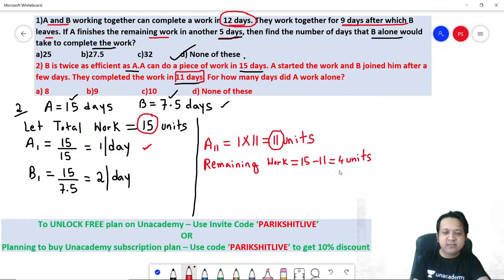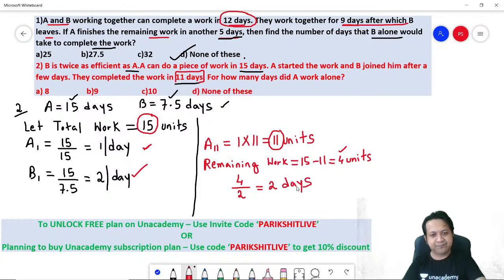So who did this 4 units of work? Obviously, B did it. How much time did B take? Remember, B does 2 units per day. And B in total does 4 units. So can I say B must have worked for 2 days?